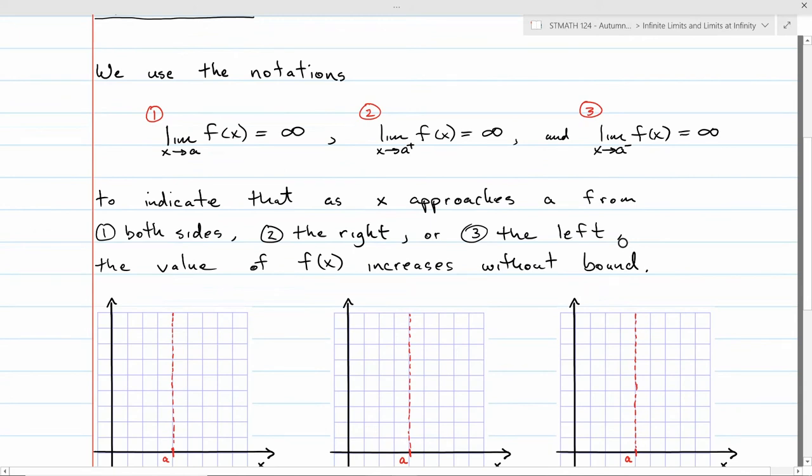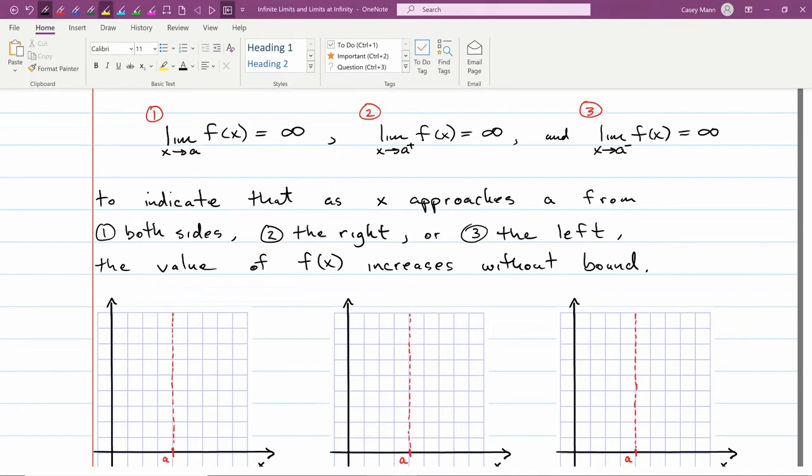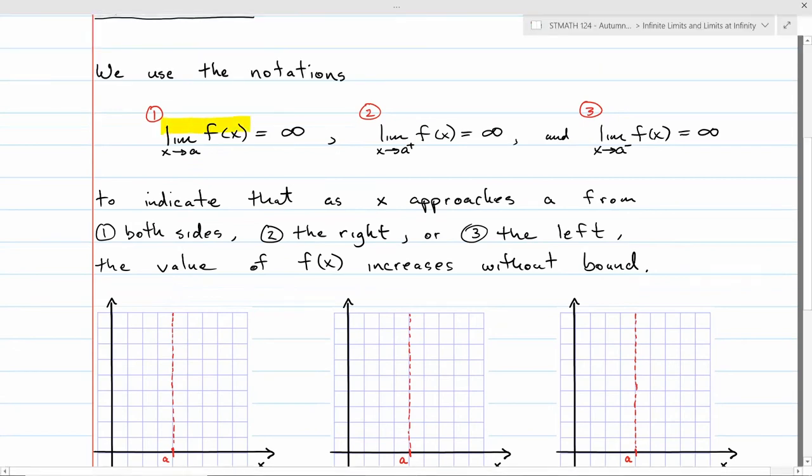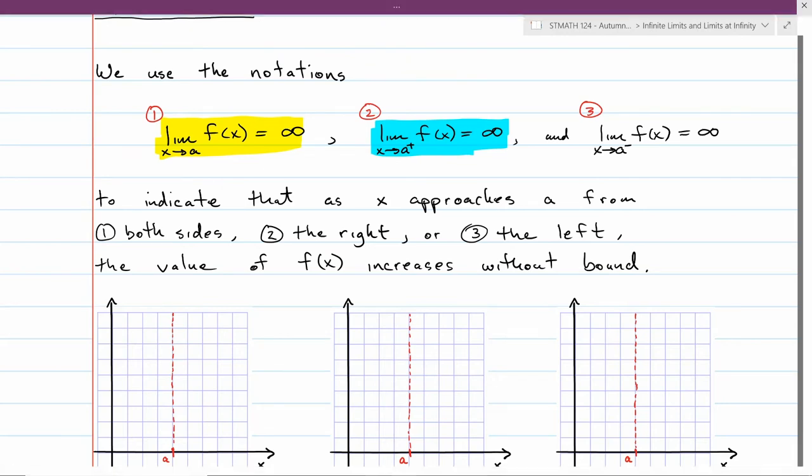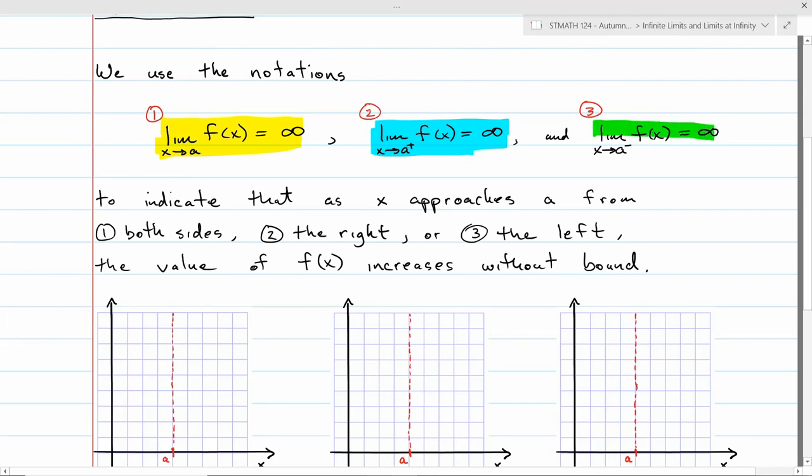So we have these three bits of notation here. Number one, here we say the limit as x approaches a of f of x is equal to infinity. And the second one and the third one are just the one-sided versions of that same idea. So the second one's saying the limit of f of x as x approaches a on the right is infinity. And then the third one is talking about the left-hand limit of f of x as x approaches a from the left is infinity.